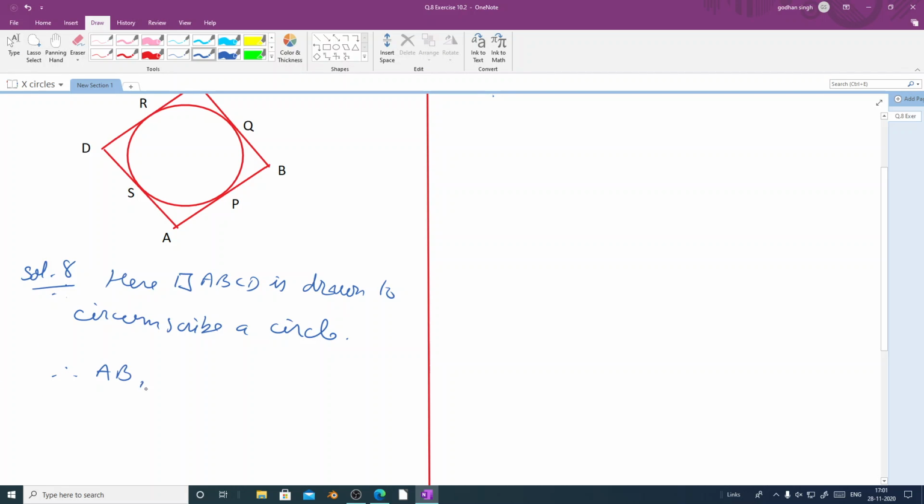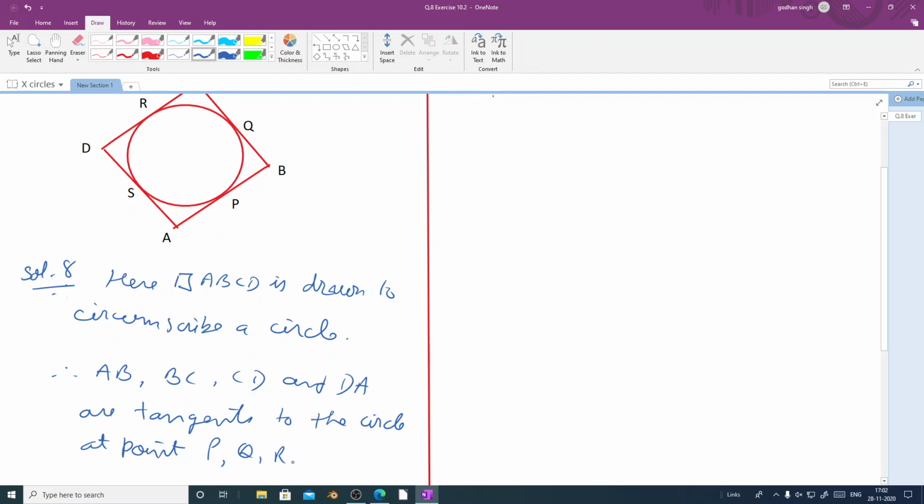AB, BC, CD and DA are tangents to the circle at points, you can see from the figure, P, Q, R, S respectively.